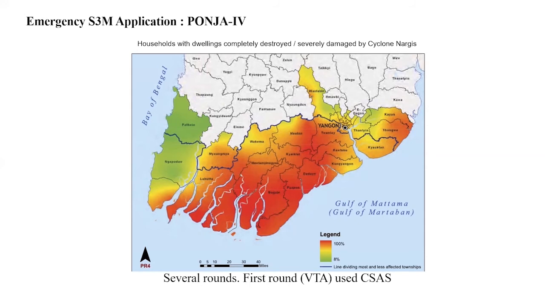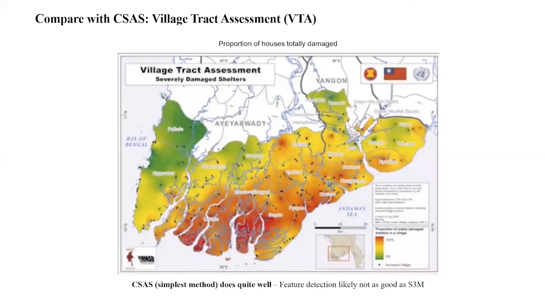And so the next slide is the 4 years earlier. This is the village tract assessment, which used CSAS. And we can see that CSAS has done quite well. We can see the track of the cyclone, and we can see that the cyclone actually tracked higher above the red area here.